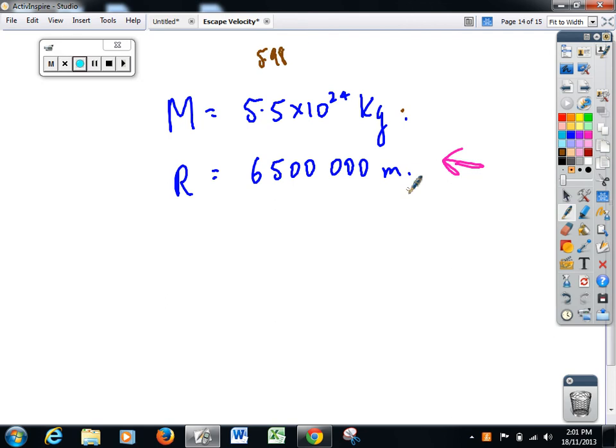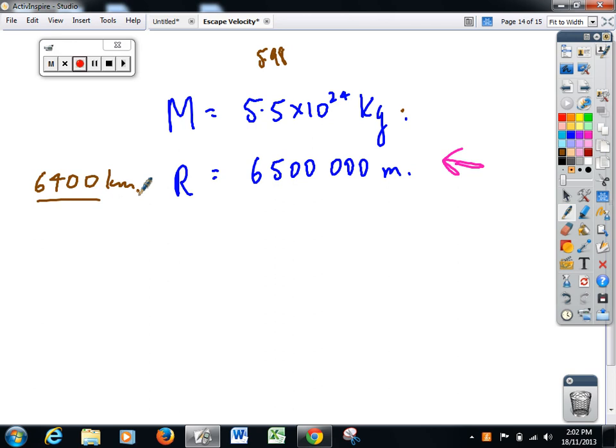Is this radius bigger or smaller than the Earth's? It's a little bit larger. The Earth is 6,400 kilometres on average, so just keep that in mind. So this is roughly the same size as the Earth. This is a comparable Earth.